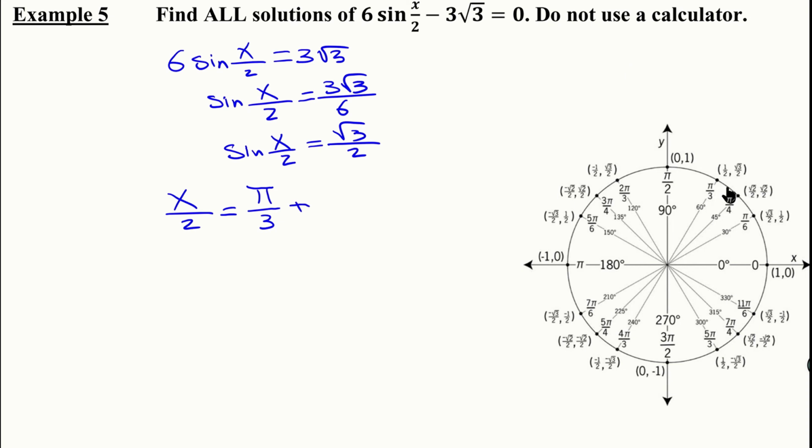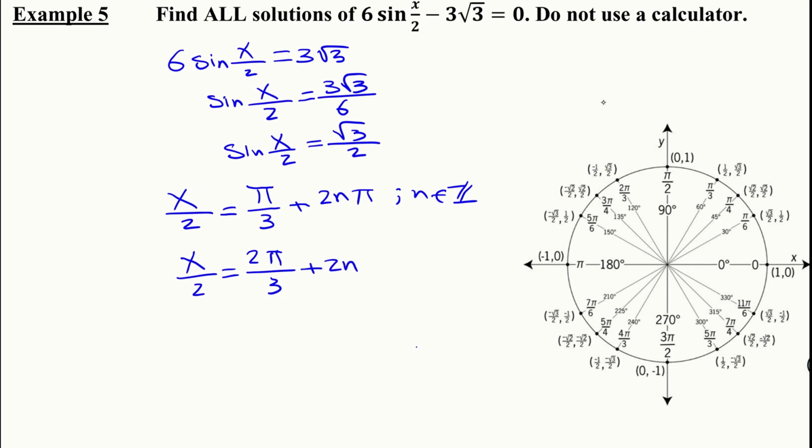remember, if it works at pi over 3, it's also going to work if you go a full circle around, again this way, again this way, or again the other way. Doesn't matter, you can go in either direction, full circles, and you'll get to angles which have the same sine. So pi over 3 plus 2n pi for n belonging to Z. We also have that x over 2 equals, remember the other place where the sine is square root of 3 over 2 is right here at 2 pi over 3. So also 2 pi over 3 plus 2n pi for n belonging to Z.